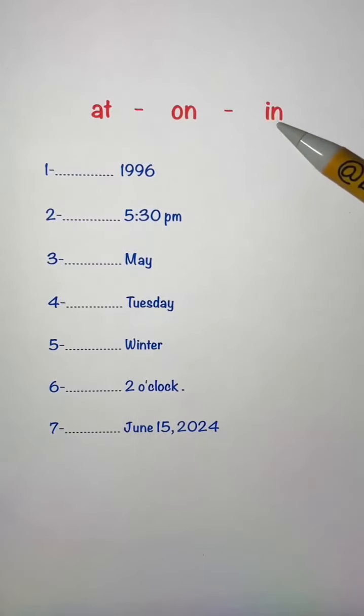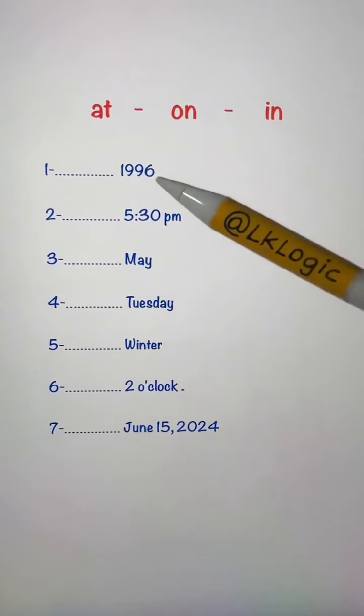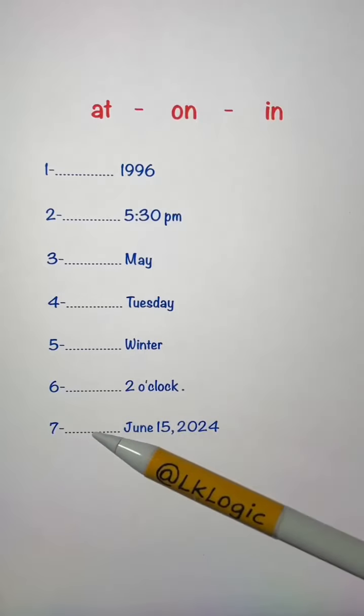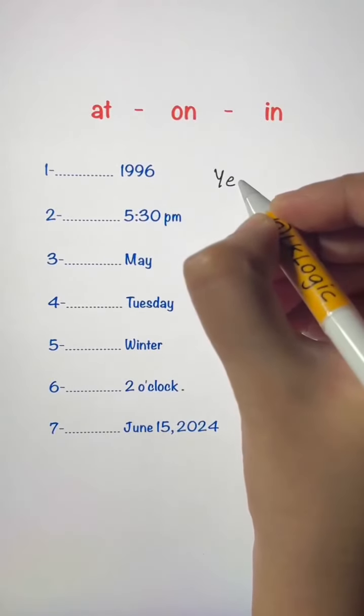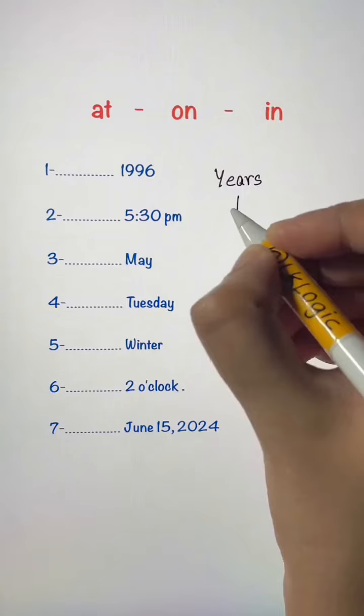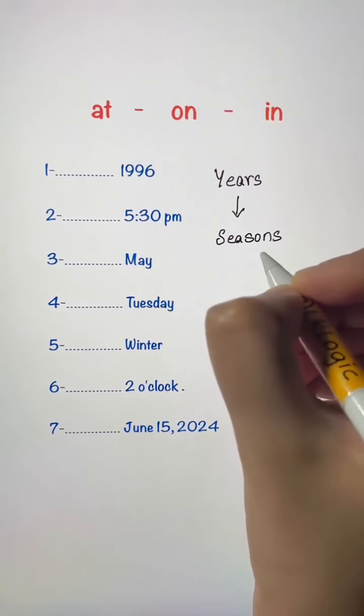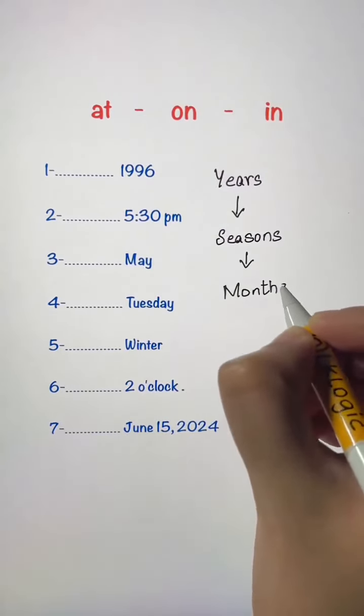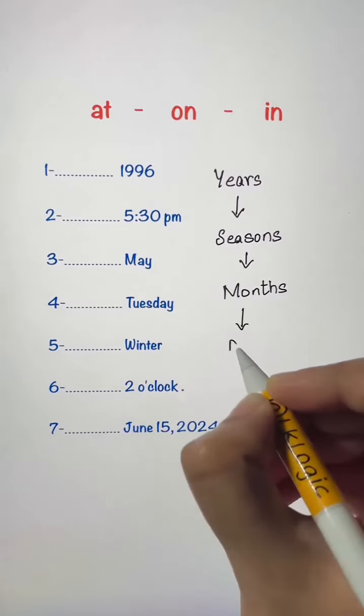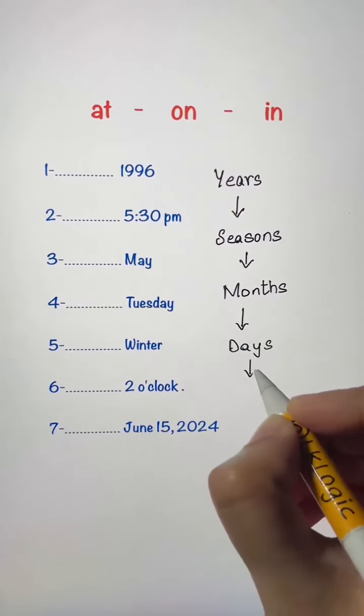At, on, in. We need to use these prepositions in these blanks here. But before you answer, remember that years are bigger than seasons, and seasons are bigger than months, and months are bigger than days, and days are bigger than hours.